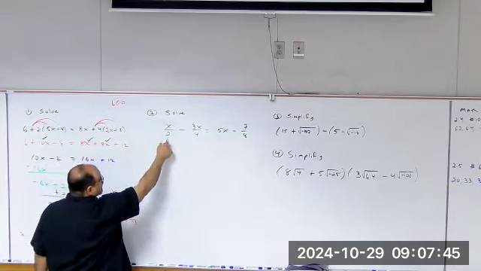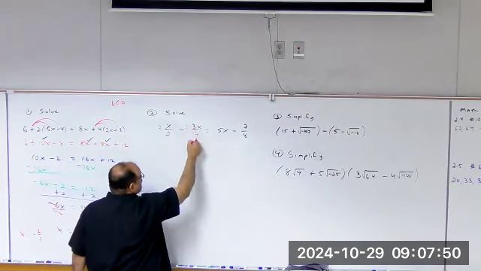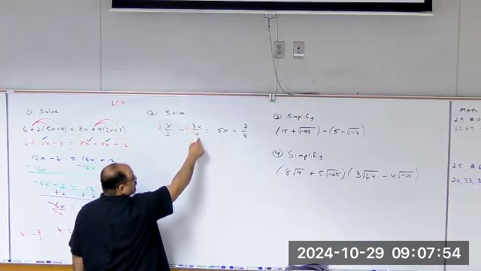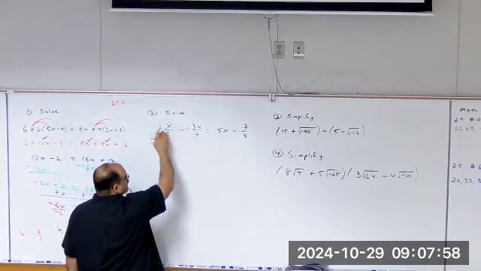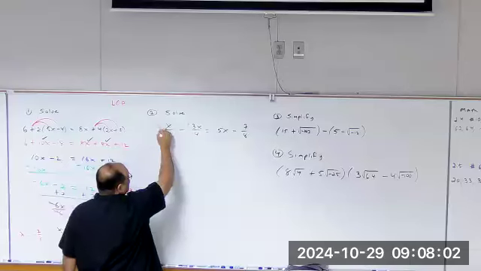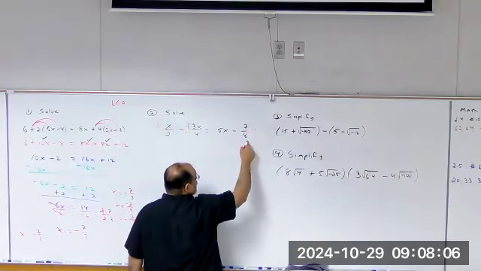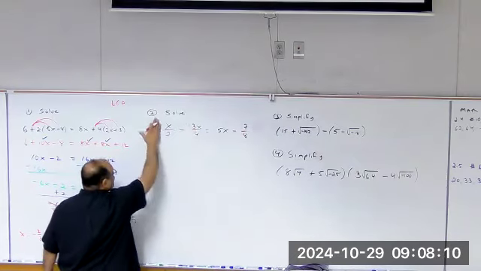To undo this fraction, I'd have to multiply by 2. But if I multiply everybody by 2, this 2 is not going to undo a 4. So 2's not the least common denominator. To undo a 4, I have to multiply everybody by 4. But a 4 is not going to undo that 8. So 4 is not the least common denominator.